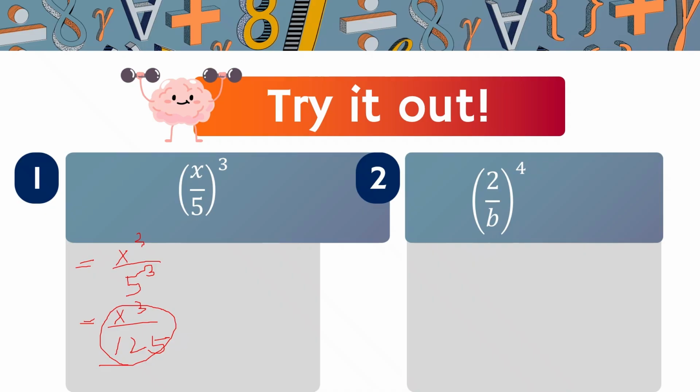Next example, we have (2 over b) raised to the power of 4. So we will apply the exponent rule to each factor. And by doing that, we will have 2 raised to 4 over b raised to 4. And 2 raised to 4 is 16 all over b raised to 4. So our answer is 16 over b raised to 4.